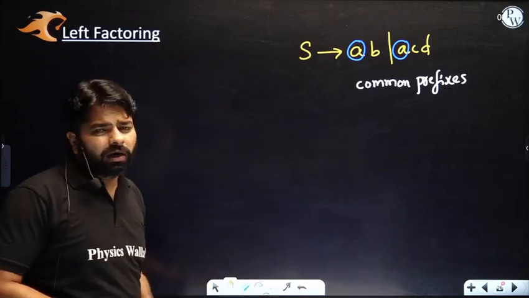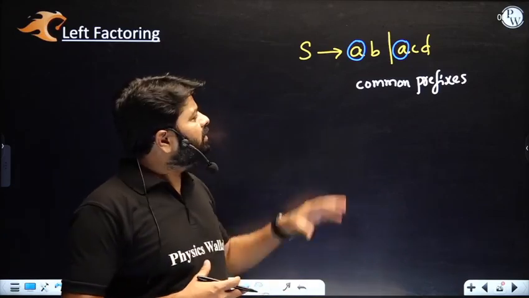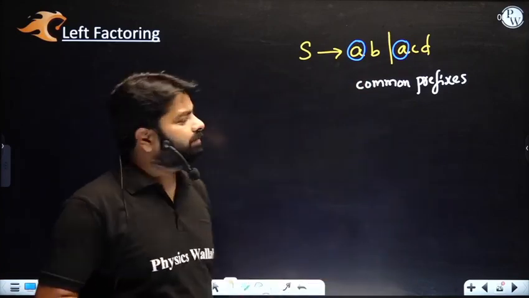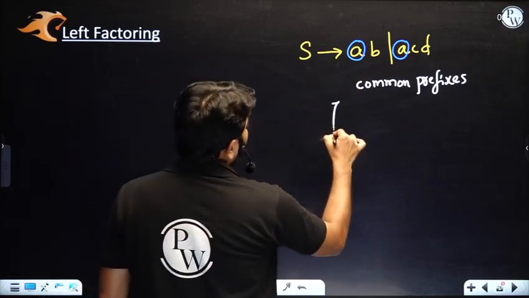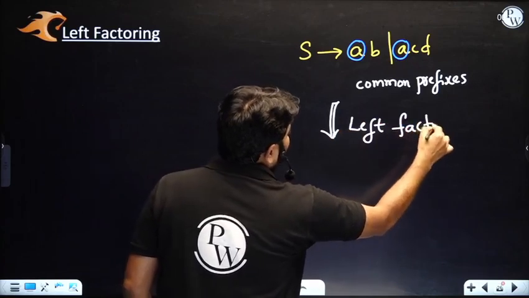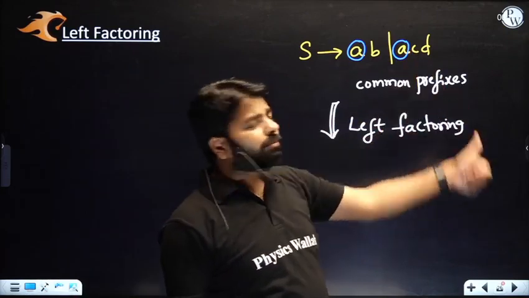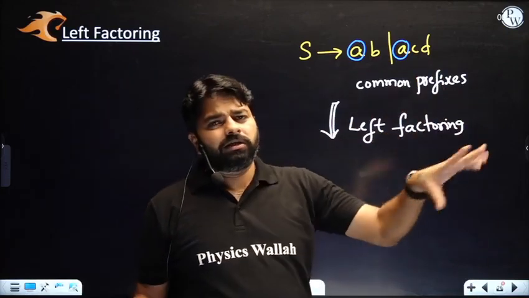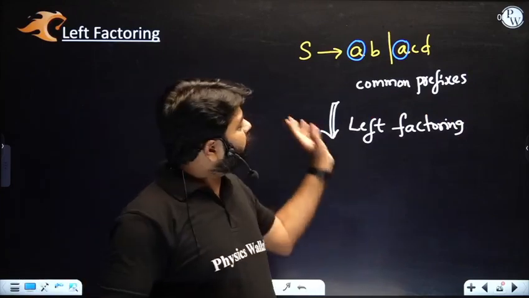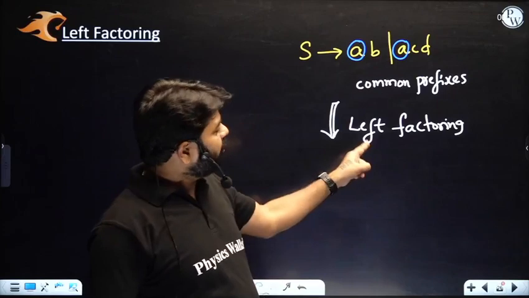I'll explain for one symbol prediction, but this could be possible for 2 symbols or 3 symbols, because we are going to learn LL1 grammar in the future, so we can look at only one symbol prefix. What is the algorithm? If you want to do left factoring on this grammar, left factoring is a concept or algorithm that eliminates common prefixes from the above grammar. Before doing this, ensure that the grammar has no left recursion. Then you apply the left factoring. If the grammar has left recursion, first eliminate the left recursion, then do the left factoring.